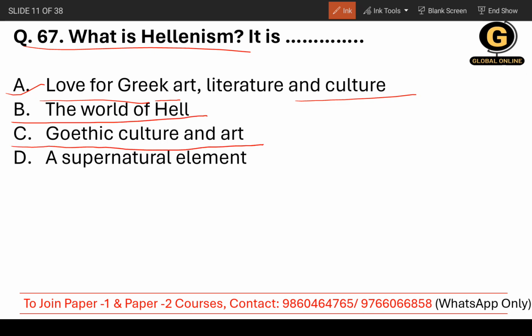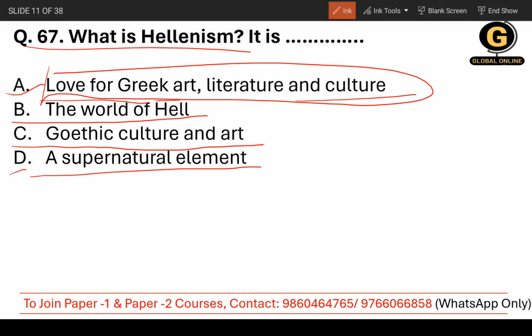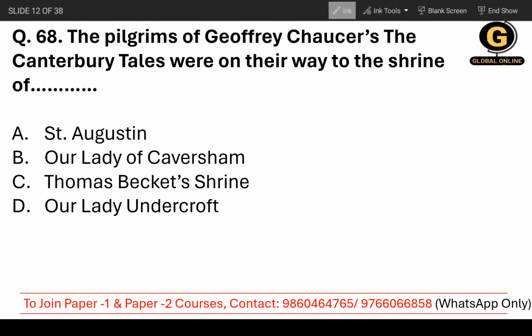C, Gothic culture and art. D, a supernatural element. Which is the correct answer? What is Hellenism? It's love for Greek art, literature and culture. The first one is the correct answer. Okay. Moving on to question number 68.